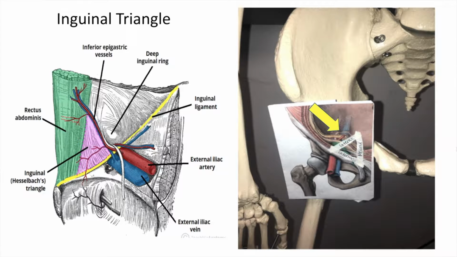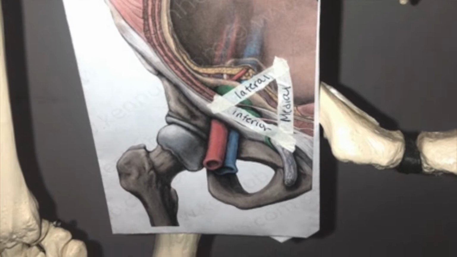The medial wall is made up of the lateral border of the rectus abdominis muscles. The lateral wall is the inferior epigastric vessels, and the inferior wall has the inguinal ligament. Weakness in the inguinal triangle may cause an inguinal hernia.